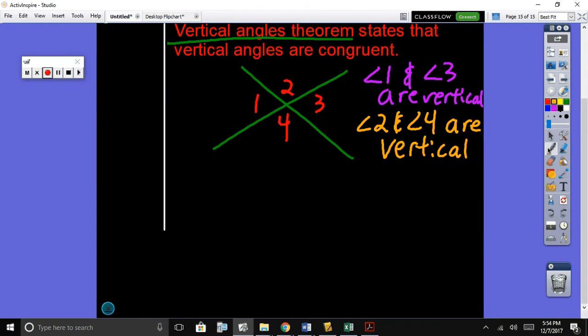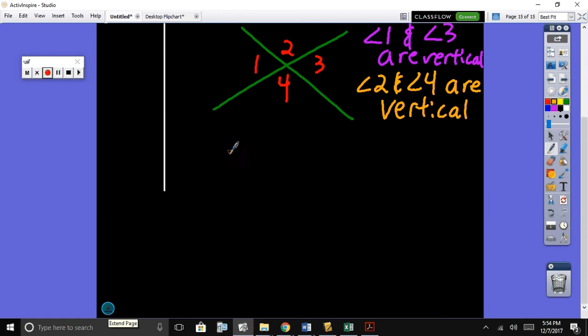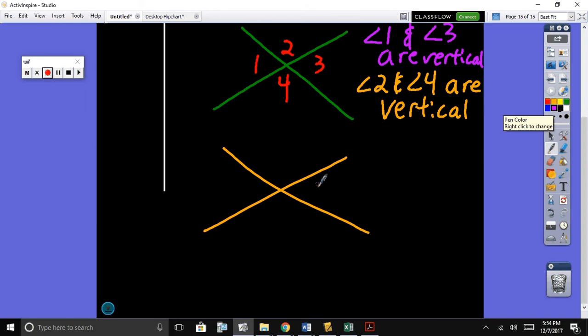So if you see this in an example, if we have two lines across each other and this measure is some x and this measures 47, what's the measure of x? By using the vertical angle theorem, we know that x is going to be the same measure as that angle across from it, which means that x is going to be 47.